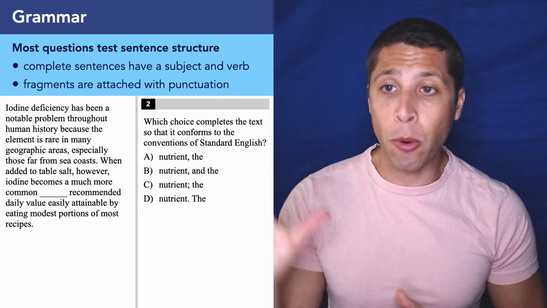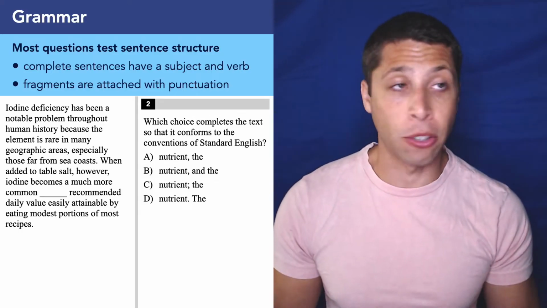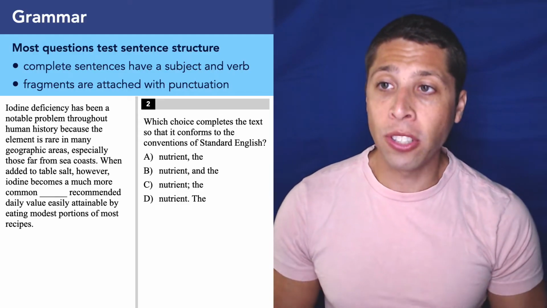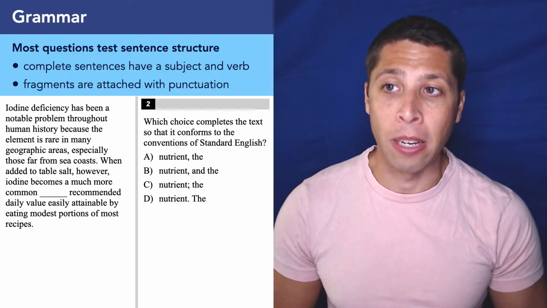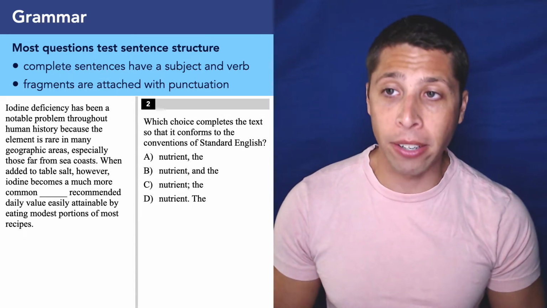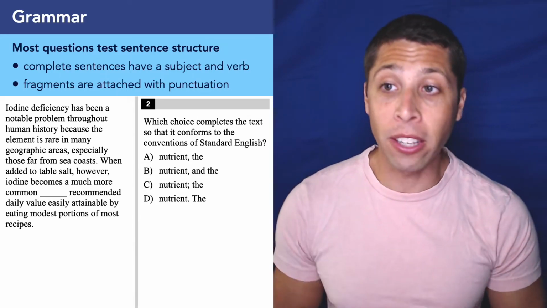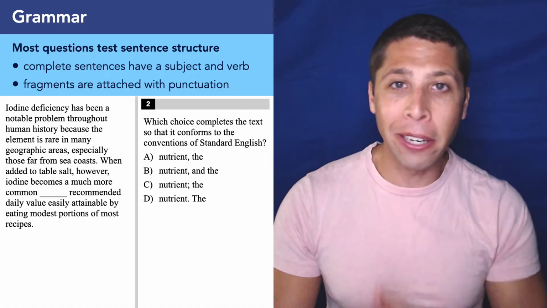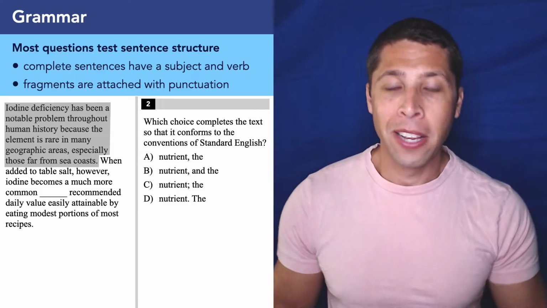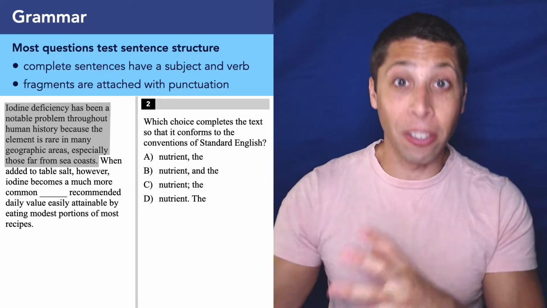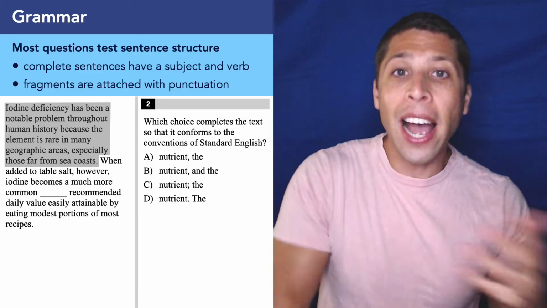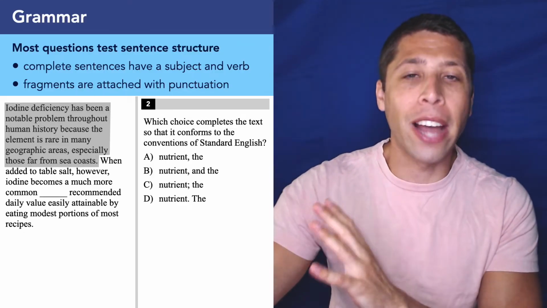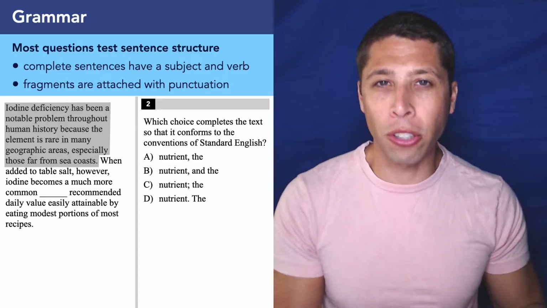So with number 2, it's the same question. We can tell by the answer choices that we have punctuation choices to make. So let's take a look at the first piece here. Iodine deficiency has been a notable problem throughout human history because the element is rare in many geographic areas. That's a sentence. Especially those far from seacoasts. That's a fragment that we're adding on with a comma, but because it ends with a period there, I'm just going to ignore all of this, because the next part, where I do need to still think about sentence structure, is reset by the fact that it's a new sentence. So this piece that I've highlighted here doesn't really matter. It's not going to affect the sentence structure of the next sentence.